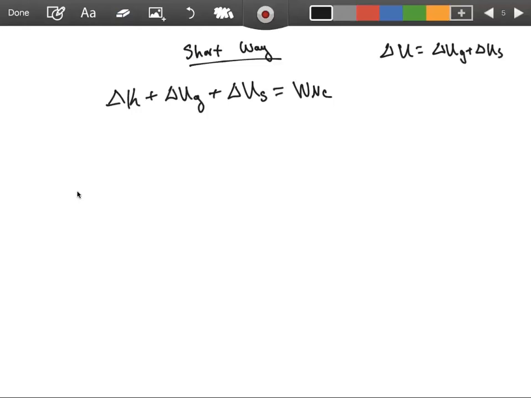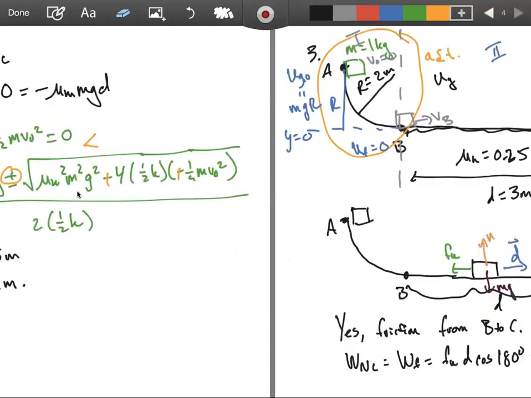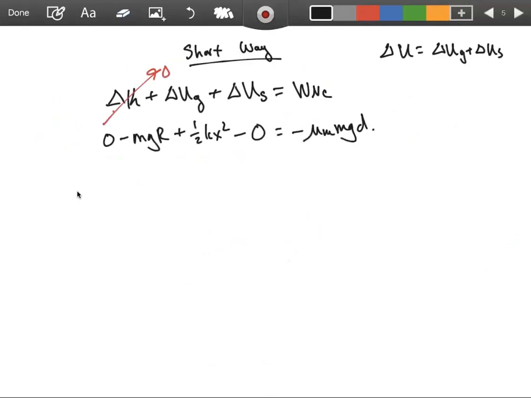Now in this case, let's go back to our picture. We know the initial velocity of our block here is 0. We know the final velocity is also 0, which means the change in kinetic energy is simply 0. So this term is just gone. For gravitational potential, as we said on the other page, our final is going to be 0 minus my initial, which is mgr, plus my final spring, which is 1/2 kx squared, minus my initial, which is 0, is all equal to minus mu sub k mgd.